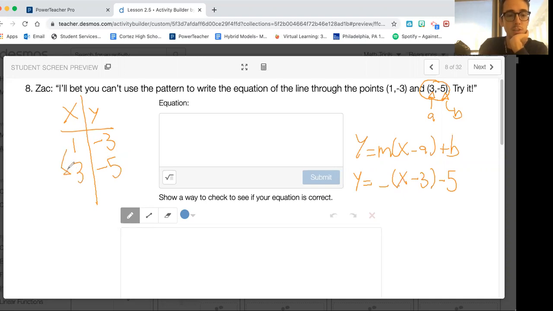Our change in x is 2, so we'll put that in our denominator. Our change in y is subtracting 2. So -2 over 2, that's -1, our slope. So -1 is our slope. That works for me. So this answer here is all good.